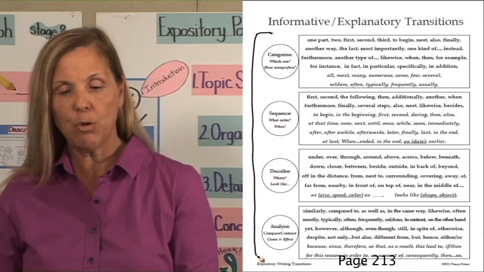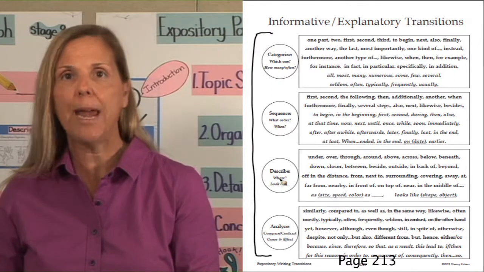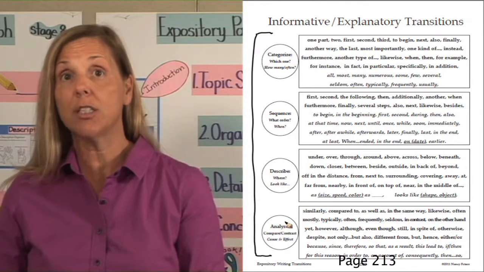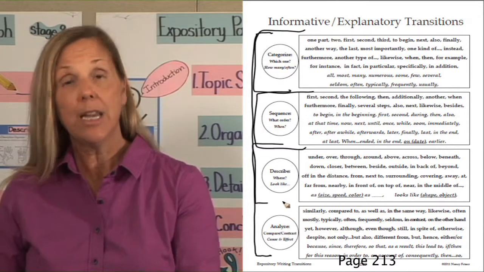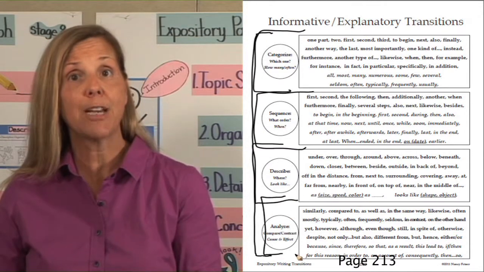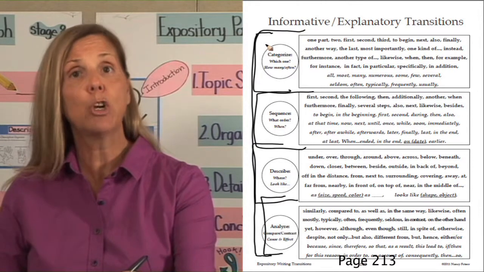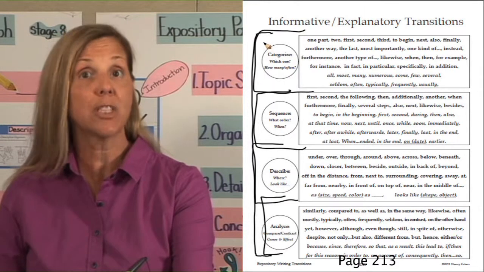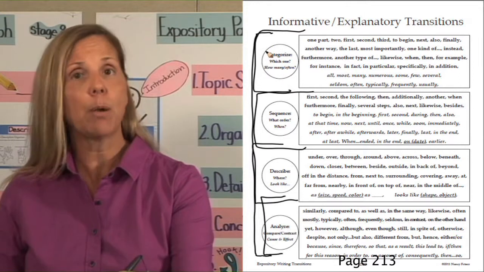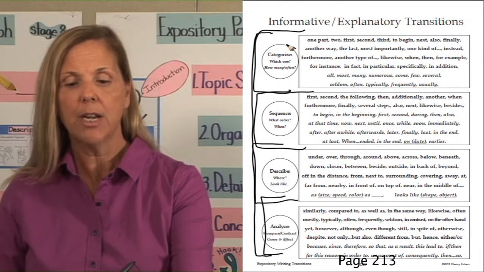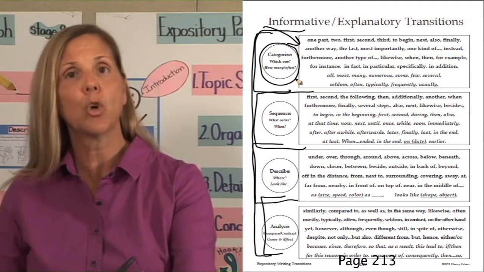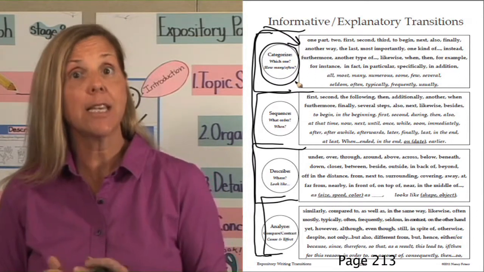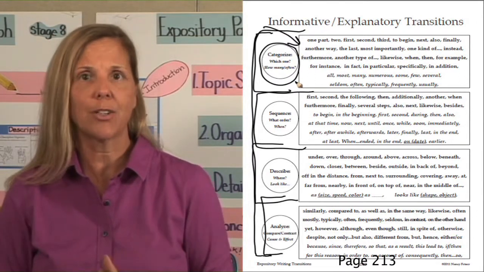Notice you could use this just as one full page to look at all these transitions at one time. Or you can do what I did where I cut them up into different sections and made them into cards so the students would grab the card that they need for the type of organizer. So if they were writing with the categories organizer, they would grab this categories card with just those types of words that would transition sentences in a categories organizer.